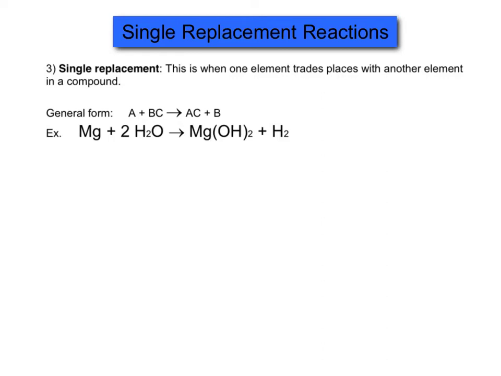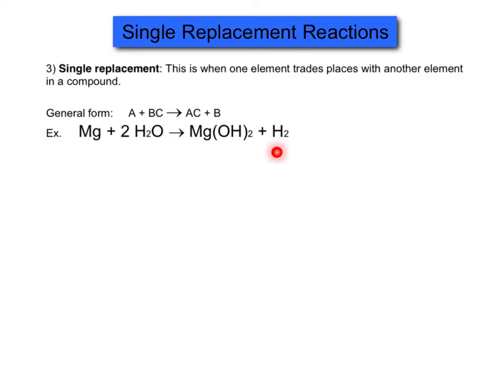Hi everybody. In this video we're going to take a look at how to recognize single replacement reactions and how to predict the products for them. So the first thing we're going to take a look at is how to recognize them. What you're going to always find is that both sides of the equation are going to have an element plus a compound.